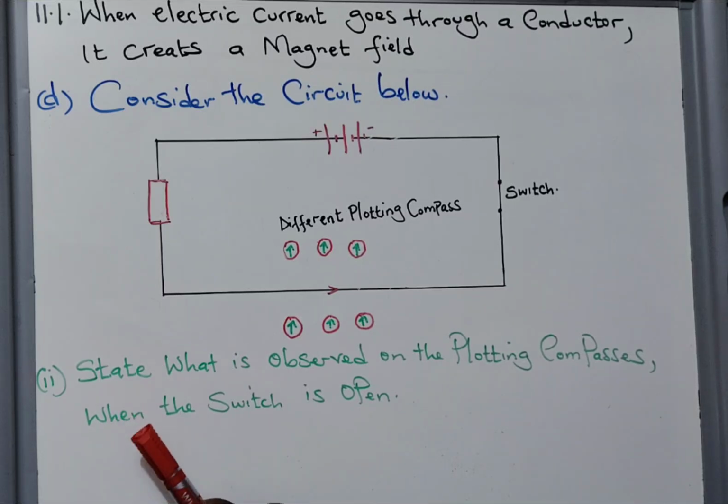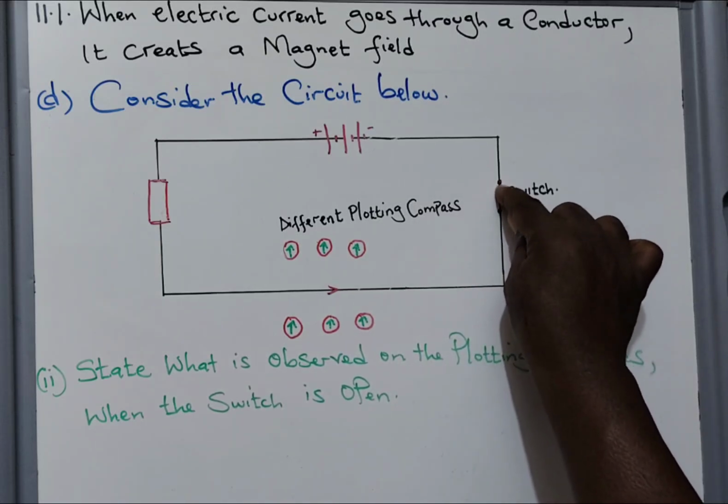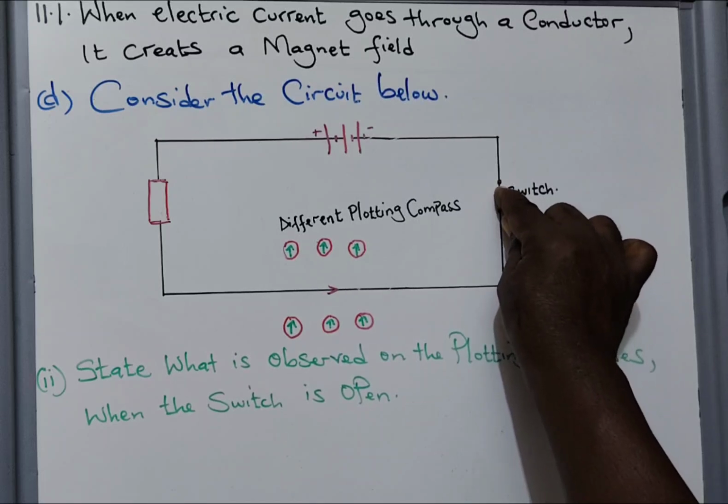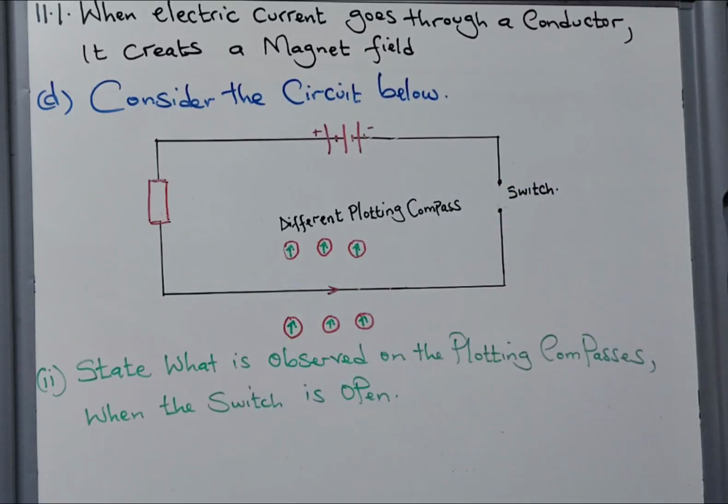Then we come to this question. It says, state what is observed on the plotting compasses when the switch is open. So if we open the switch here, what will happen to the plotting compasses? The answer is that they will all point towards north.